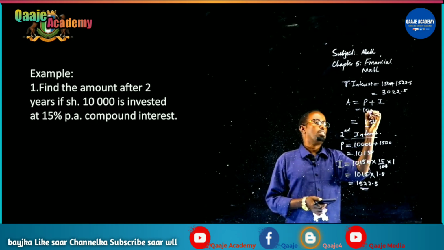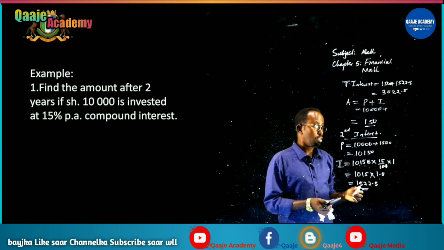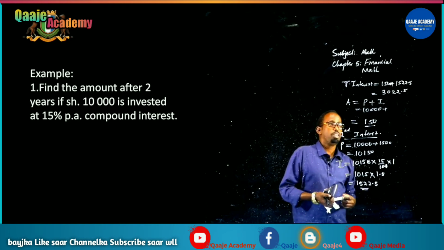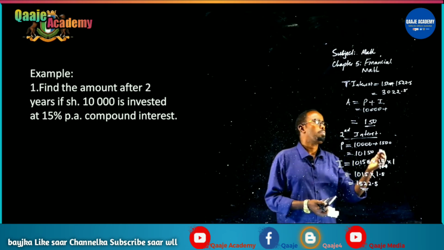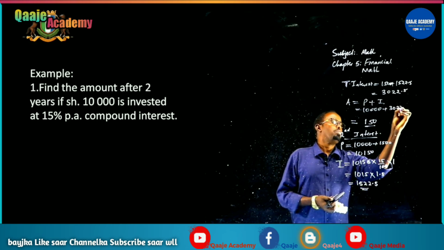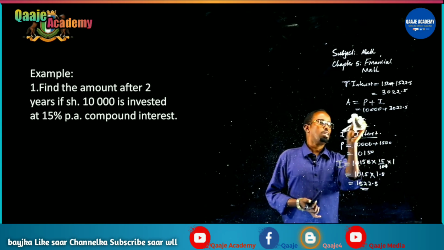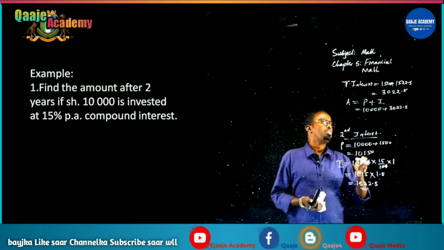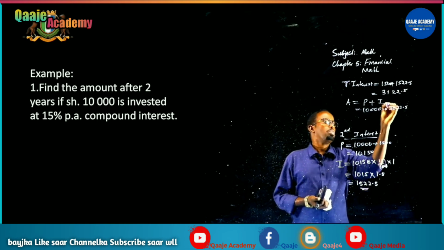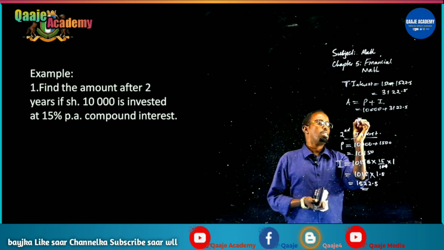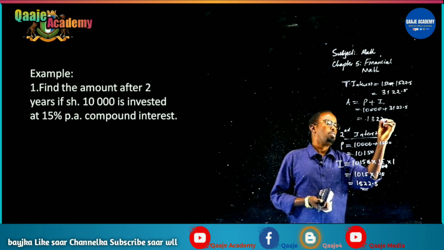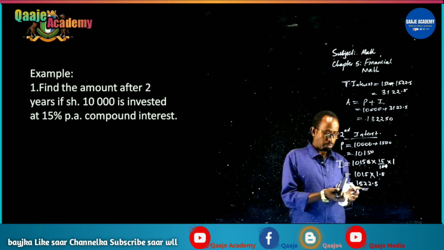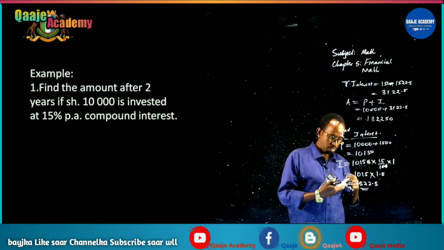The principal is 10,000. The total interest is 3022.5. When you add them together, you get, I'm sorry, it's supposed to be 1522.5 plus 1500. You get 13,225.